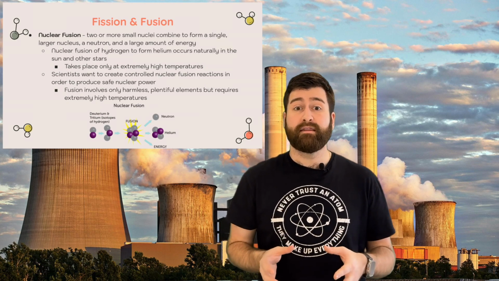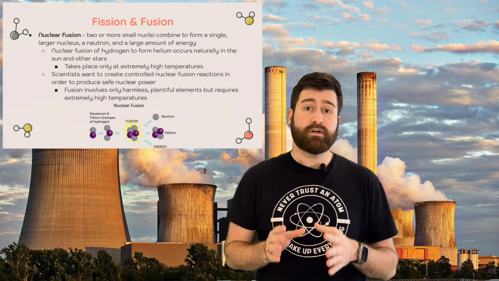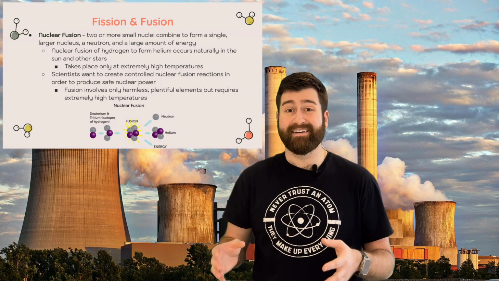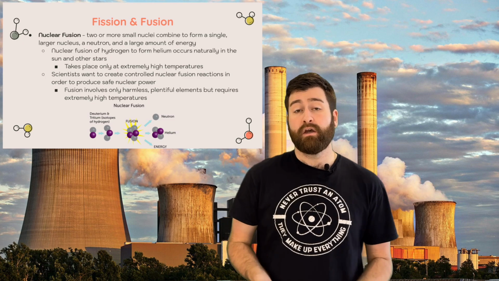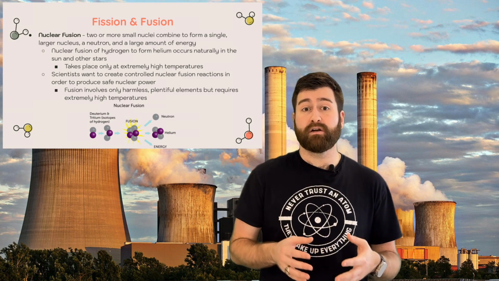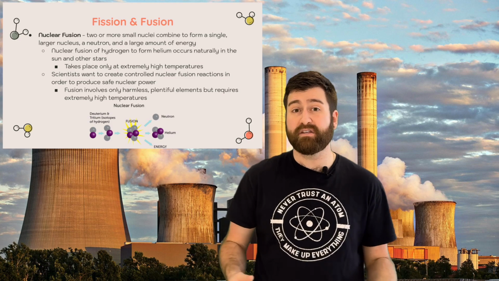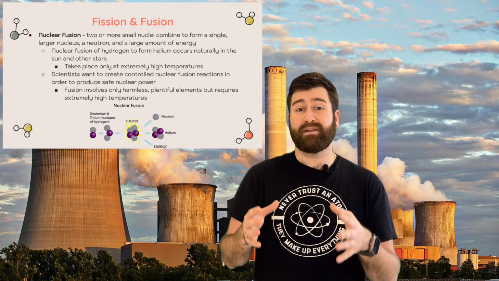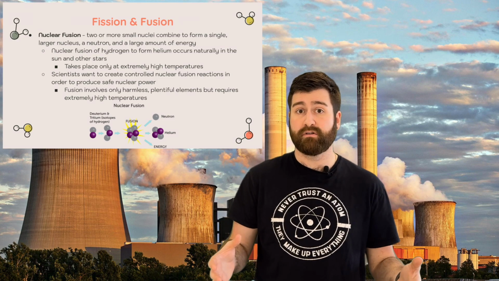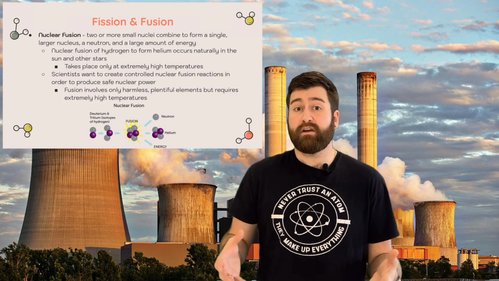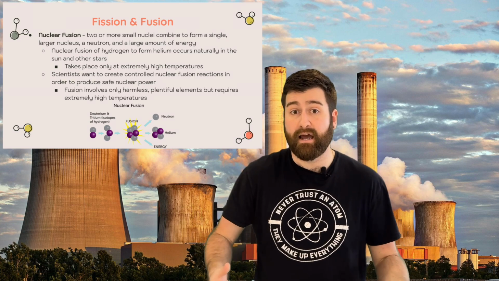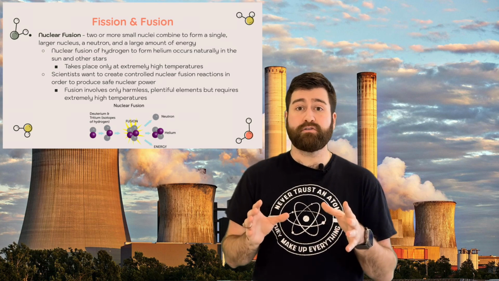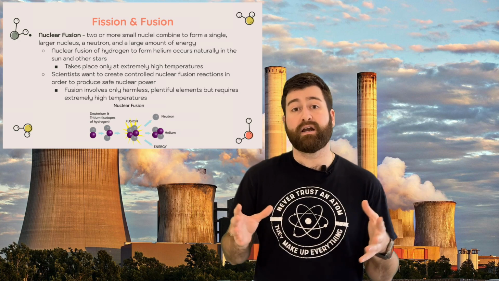Aside from nuclear fission, there is also nuclear fusion. And this is where two or more small nuclei combine to form a single larger nucleus, a neutron, and a large amount of energy. Nuclear fusion of hydrogen to form helium occurs naturally in the sun as well as other stars and is what powers them. Now, as you might suspect from being in the sun, this process takes place only at extremely high temperatures. Scientists want to recreate controlled nuclear fusion, or rather create it on Earth, in order to produce safer nuclear power. However, the temperatures required for this to happen are not readily feasible to accomplish at this time.